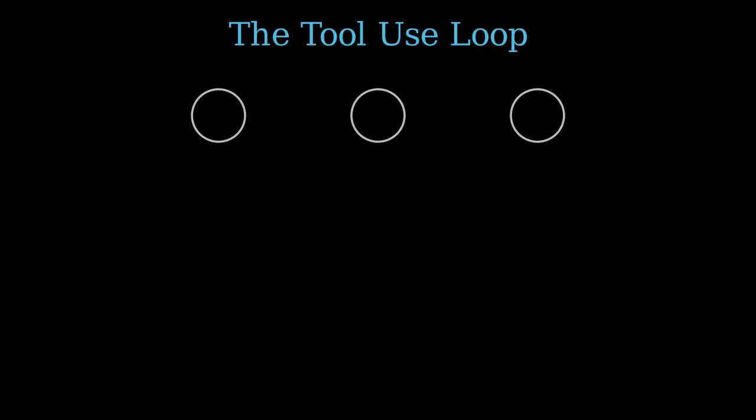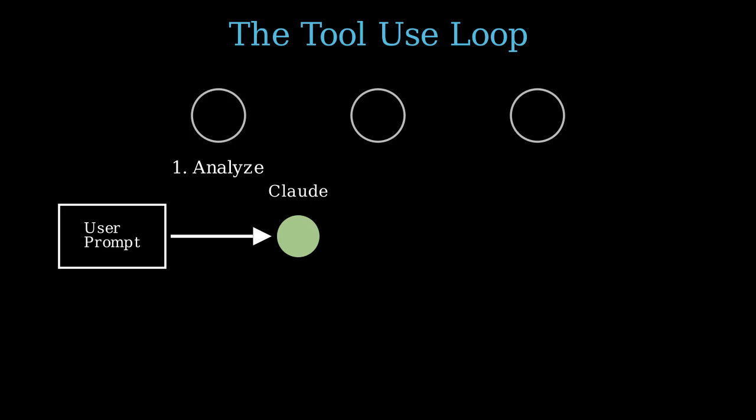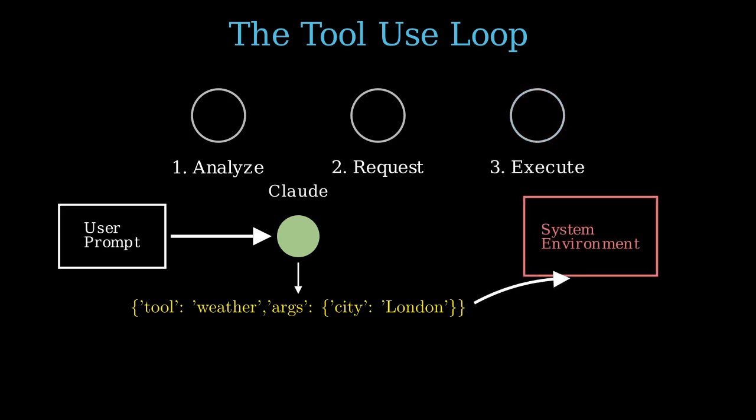When you ask a question that triggers a skill, a specific three-step loop begins. First, Claude analyzes your prompt and determines that an external tool is necessary to provide an accurate or helpful answer. Instead of responding to you directly with a sentence, Claude outputs a special block of structured data called a tool use request. This request tells the underlying system which tool to run and provides the exact arguments needed, such as a city name for a weather check.